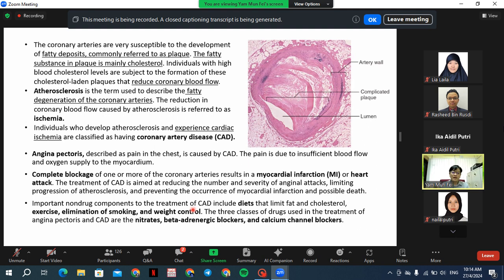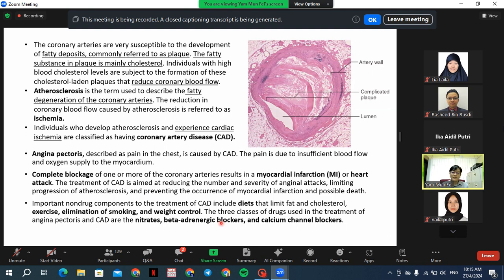So the importance of the treatment for this condition is that we try to prevent the condition from getting worse. You can perform the treatment or you can do the prevention. What we normally do is use nitrate, beta blocker, and calcium channel blocker for angina patients. So I repeat again, these three groups of drugs are commonly used to control or treat the condition.